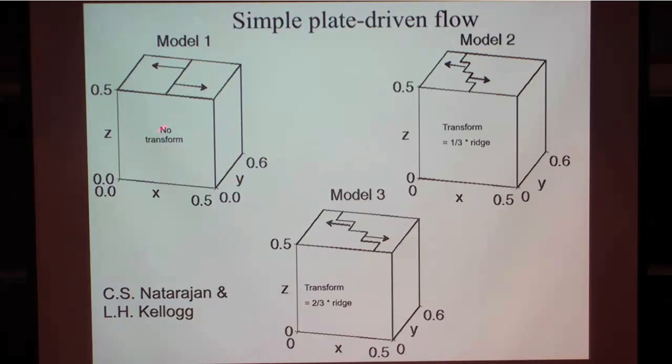So this is a model that is not thermal convection at all. It's just a box, and it's got some viscous fluid in it, and it's being driven by a plate that's going that way and a plate that's going that way. And it doesn't really matter what the velocities are or anything. We have a straight fault here, and then we introduce a couple of transform faults, and we vary the length of the transform faults. And so I wanted to show this.